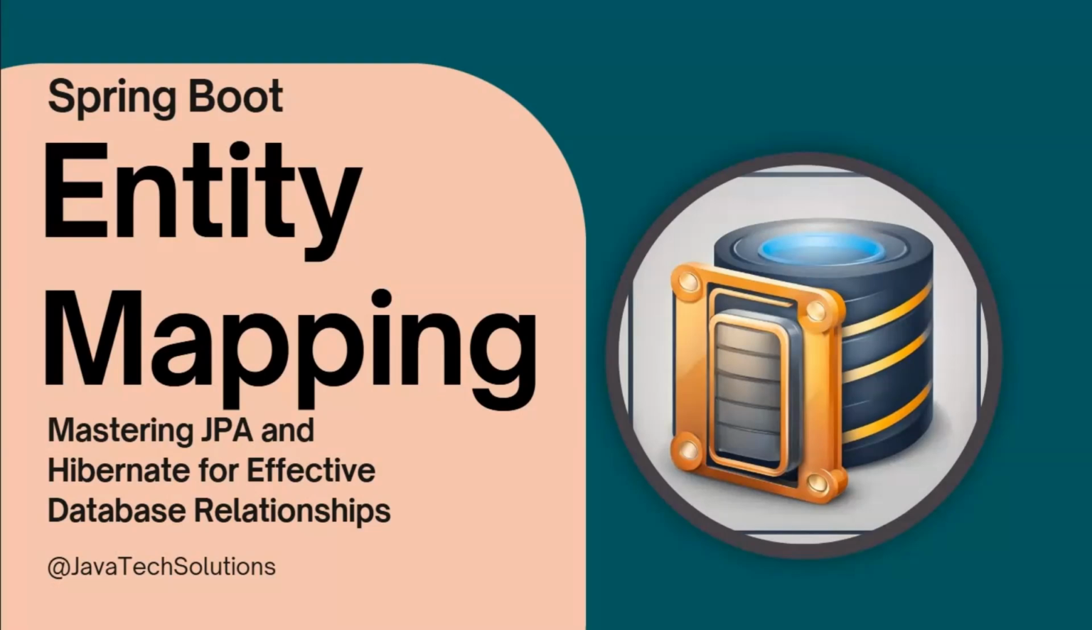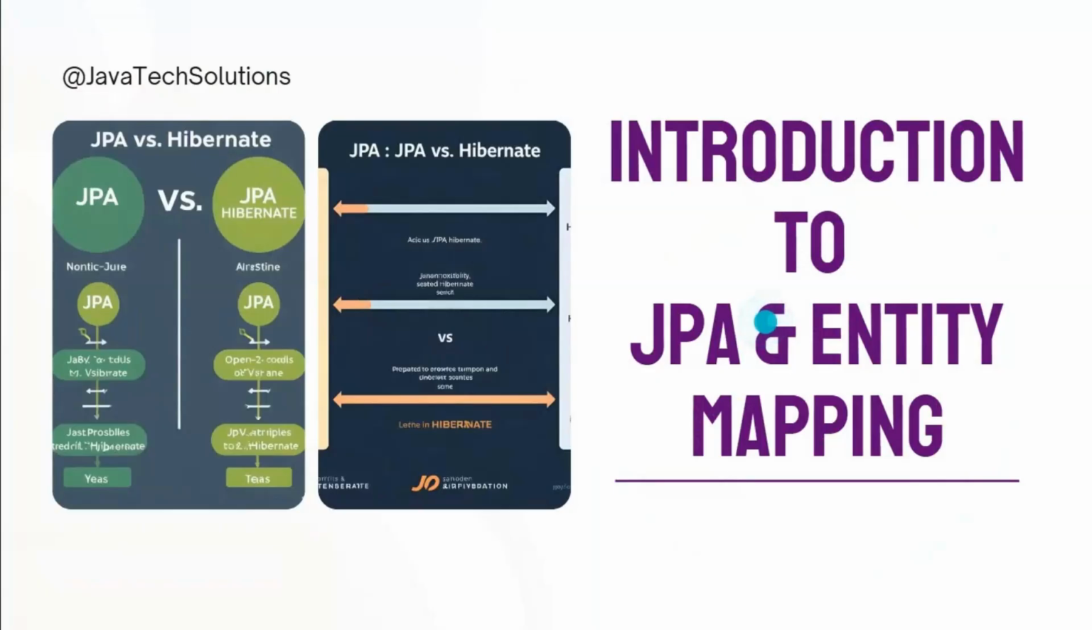Okay, so why is this important? Efficient entity mapping is the foundation of scalable applications. With proper entity relationships you can ensure data consistency, optimize queries, and improve the performance of your Spring Boot applications. Next, we will talk about the introduction to JPA and entity mapping.